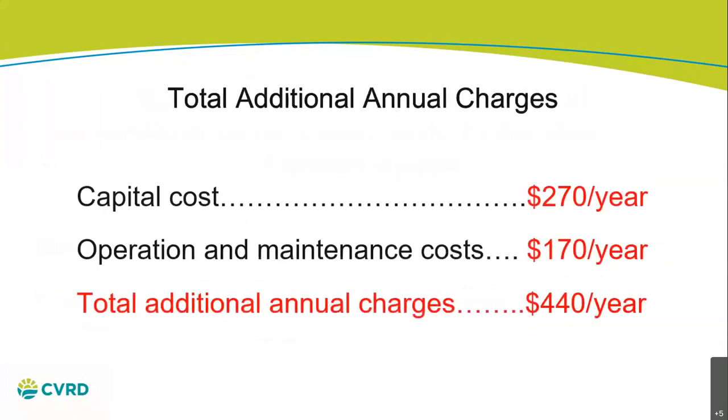So between the capital cost working out to about $270 a year and operations and maintenance costs of about $170 a year, we are saying to expect total additional charges of about $440 per year. And that's a little over a 50% increase as compared to your current costs.